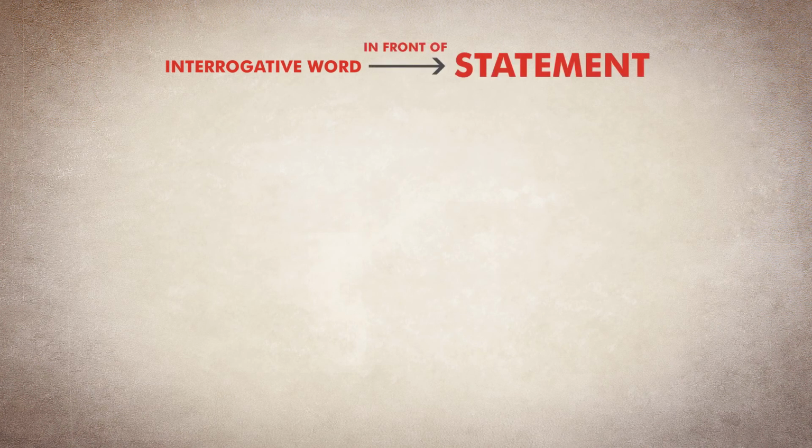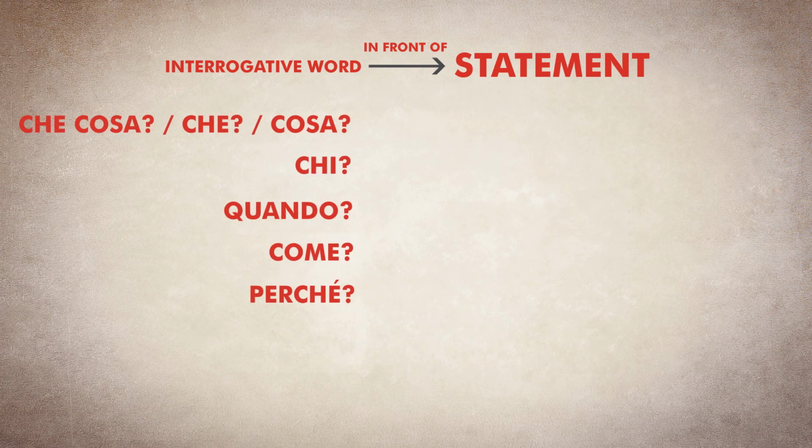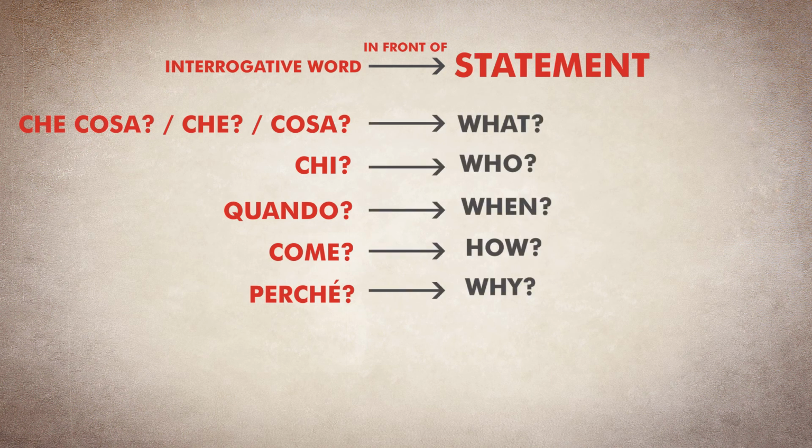Another way to form a question would be by putting the interrogative word on the beginning of the sentence. The subject, in this case, is usually placed at the end of the sentence or after the verb. The interrogatives are che cosa or che, or solo cosa for what. What is said in three ways: che cosa, che, or cosa. Then chi, which is who, chi.